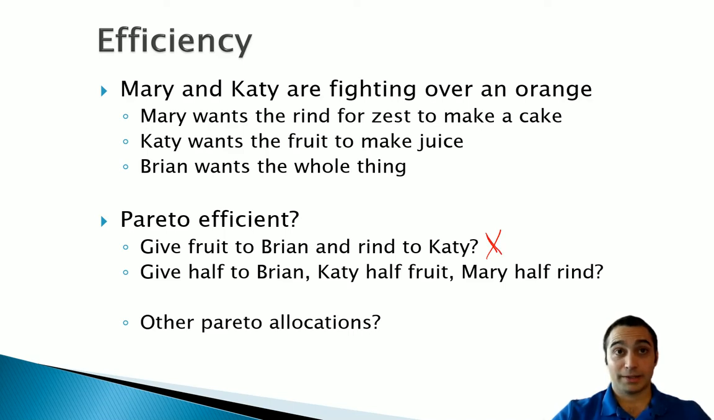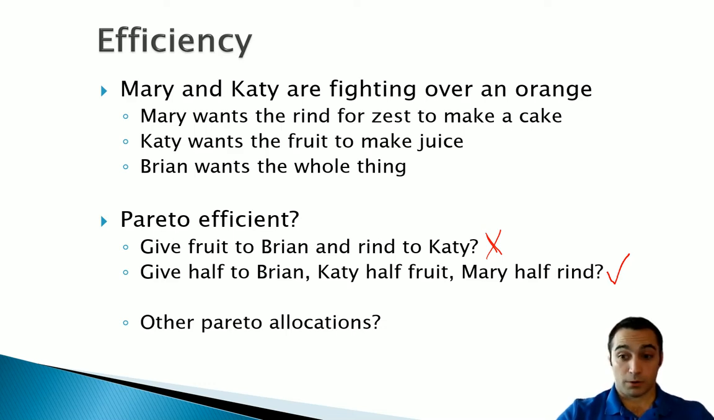Last one. Give half the orange to Brian. Give Katie half the fruit and Mary half the rind. Is this Pareto optimal? If not, find me a Pareto improvement. Hopefully you've noticed at this point, everyone in this example has things that they value. So this one seems pretty good. Are there other Pareto allocations?